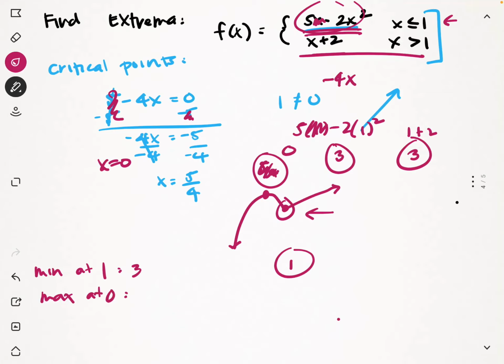And that value is going to be, if I plug in 0 into my top equation, then I get 0 squared. 0 squared is 0 times 2 is 0, and then 5 minus 0 is 5. That makes sense. All right.